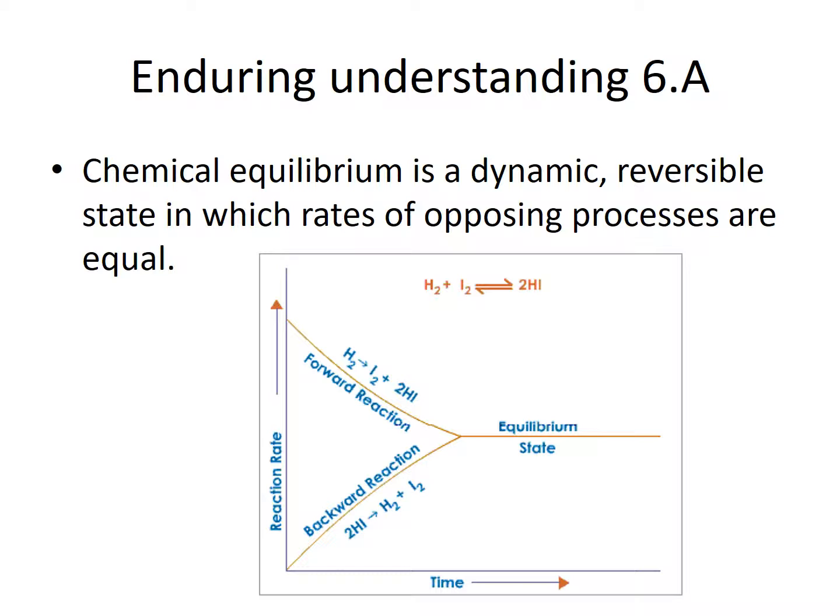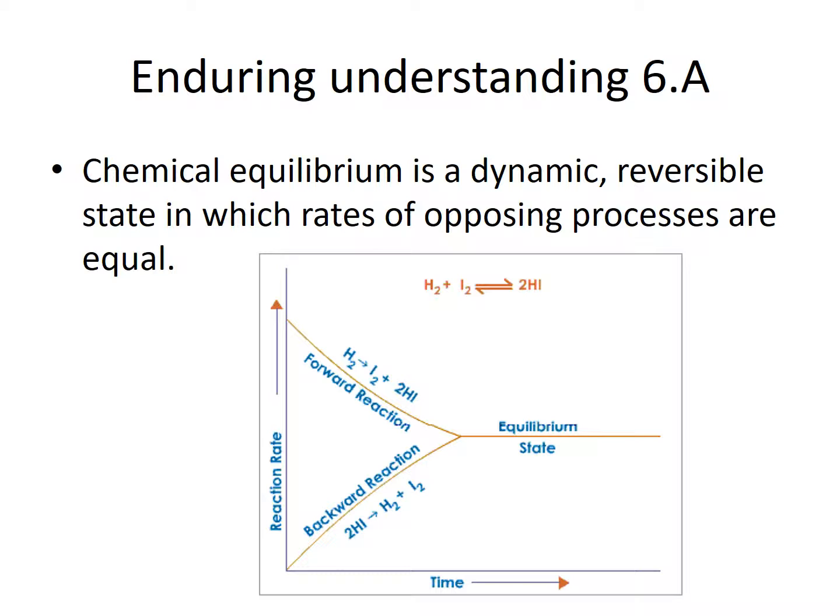The forward reaction begins at a fairly high rate because initially you have the maximum amount of H2 and I2. As the H2 and I2 are used up, the forward rate slows down. The reaction rate for the forward reaction decreases. That's because you're using up H2 and I2. We learned about that in kinetics. Rates slow down because you use up the reactants.